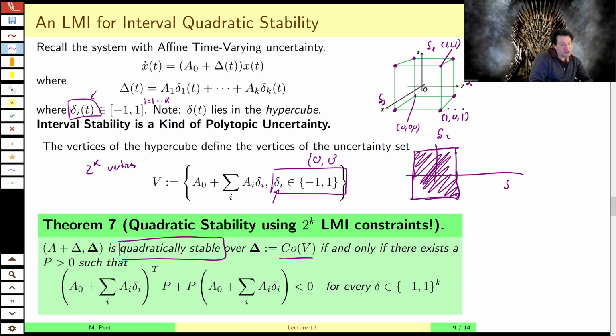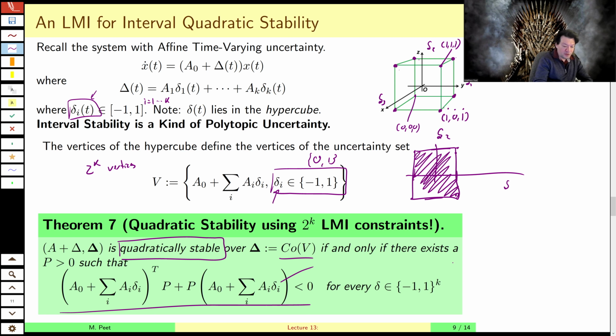And of course, 4 dimensions, right? If we had 4 uncertain parameters, it would be 2 to the 3. No, sorry, 2 to the 4. So it would be 16 vertices. So basically, if this is your interval representation, let's not actually directly convert it to the polytope representation. You simply need to enforce this LMI at every possible value combination of the delta i's, right?